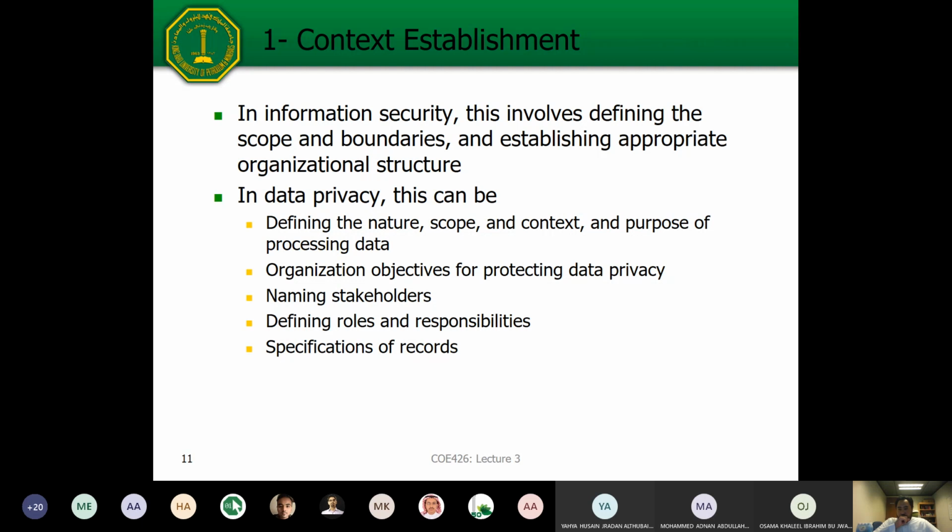Specification of records, as I mentioned: what records are you collecting from subjects? And the last thing is, you have to put some criteria for evaluating the risk and accepting the risk and so on. This has to be agreed on at early stages, so that when you start managing, identifying, and analyzing the risk, you decide how you are going to treat the risks.